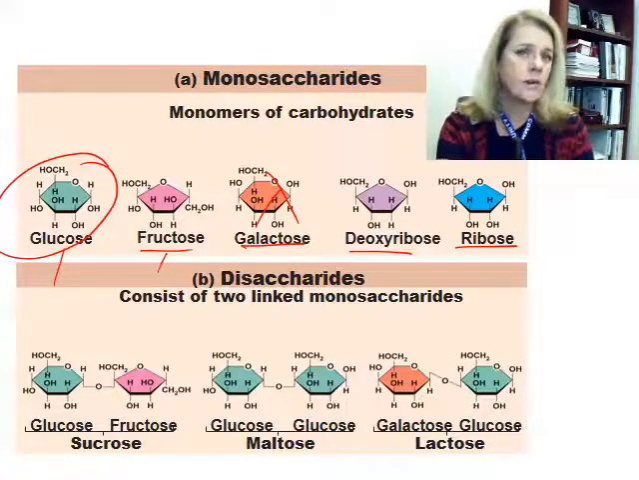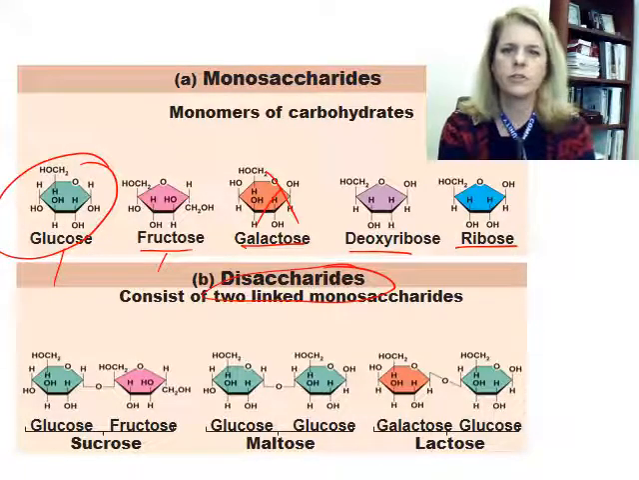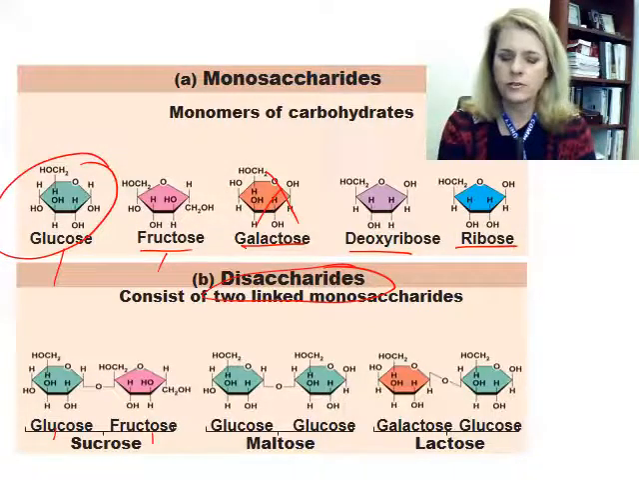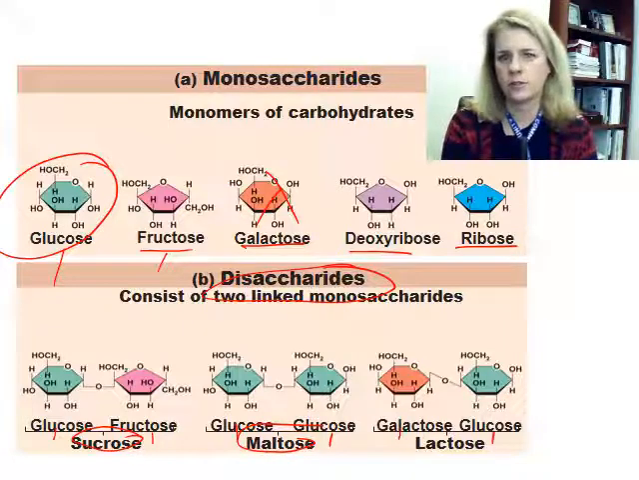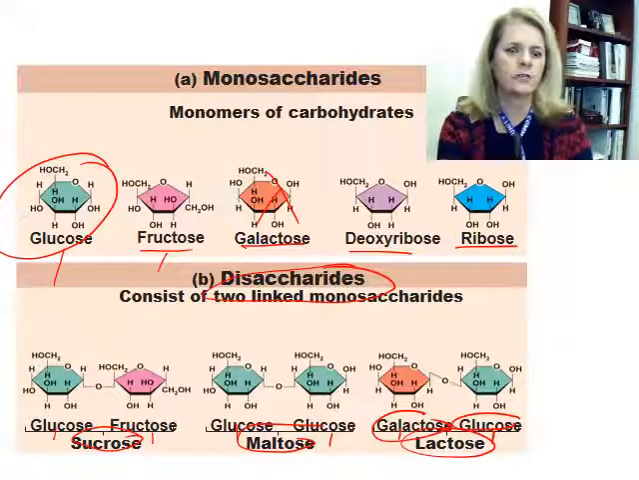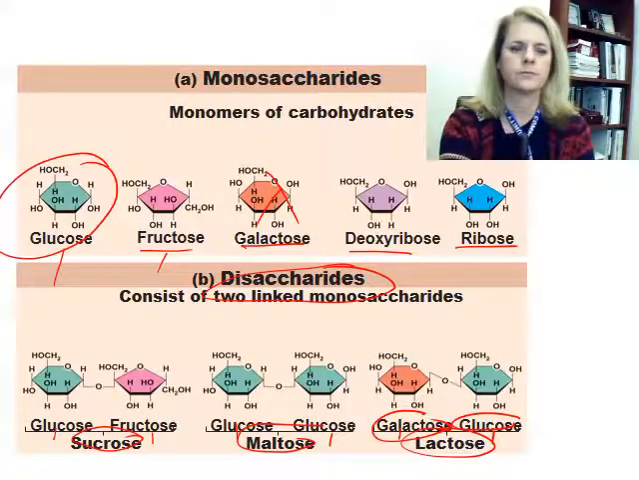Now, if you take two monosaccharides and bond them together, you get a disaccharide. If you put a glucose and a fructose together, you get sucrose. If you put glucose and glucose together, just two of them, you get maltose, and a galactose and a glucose makes lactose. People that are lactose intolerant, lactose isn't an individual molecule. It's actually a glucose and a galactose bonded together. So monosaccharides are single sugars, and disaccharides are two monosaccharides bonded together.